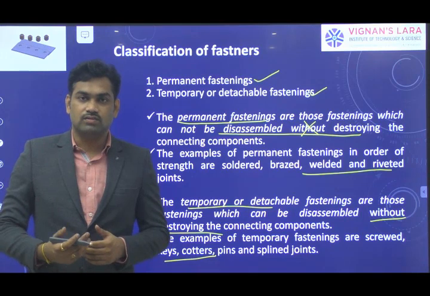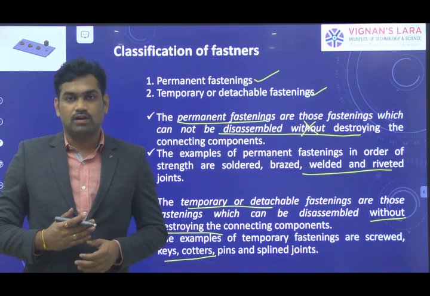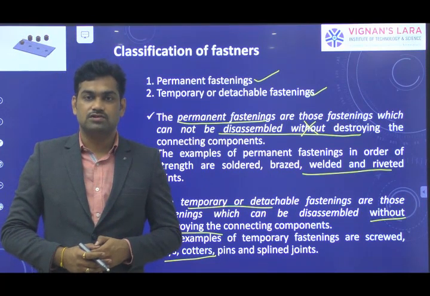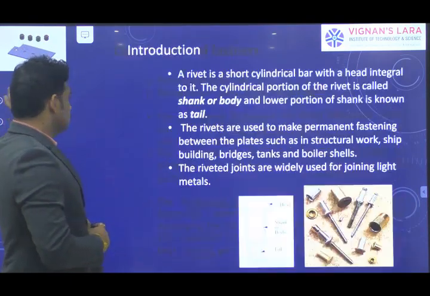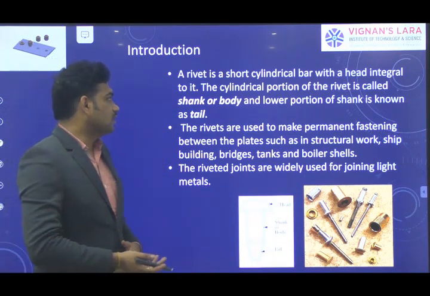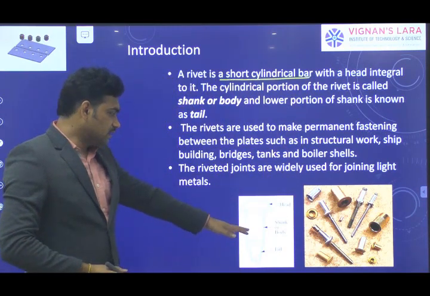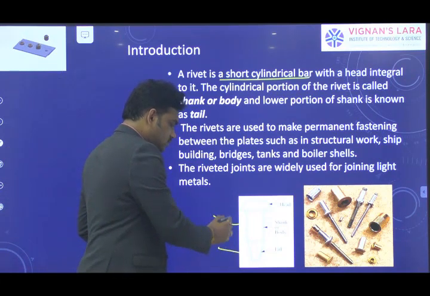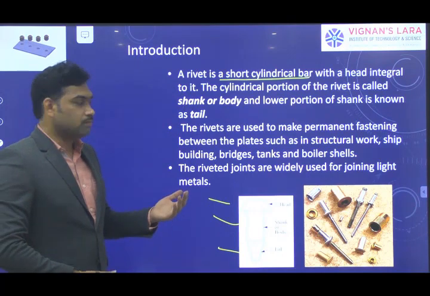In today's class, we will see what a riveted joint is, what rivets are, the types of riveted joints we have, and the possible failures of riveted joints when subjected to external load. First of all, what is a rivet? It is a short cylindrical piece with a head, a cylindrical body or shank, and a tail. These are the three portions of the rivet, used for permanent fastening.